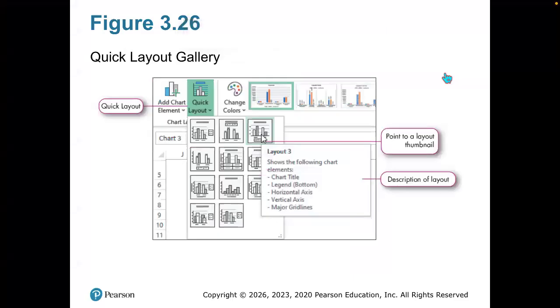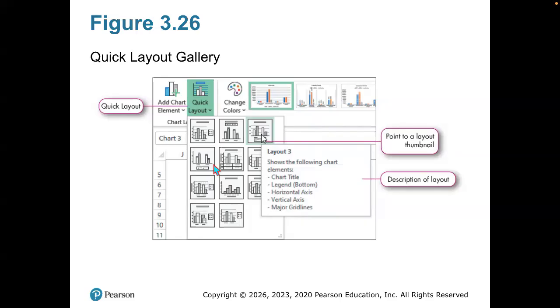Okay, so next to the add chart element is the quick layout. So again, Excel does things automatically, but if we want to quickly change the layout without going into the add chart element, changing this, changing that, etc., I could go to quick layout and I can have a couple of these default layouts that might be a little helpful to me.